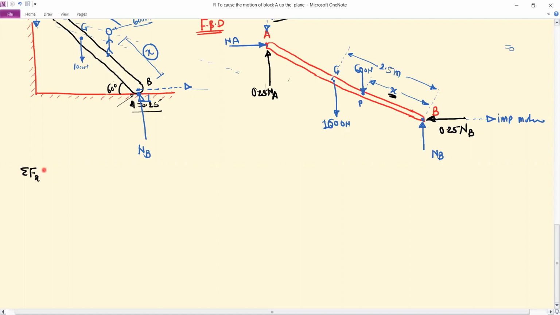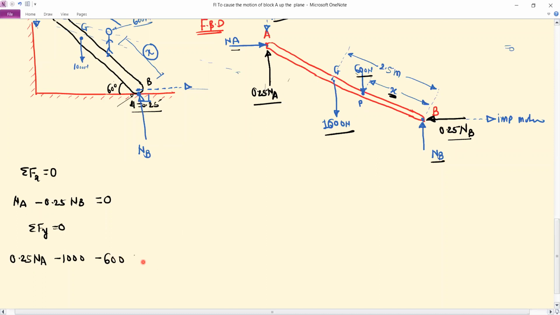So use summation Fx equal to 0. For the summation Fx, first is NA, then we have minus 0.25 NB, and this is equal to 0. So only two forces in the x direction. Then use summation Fy equal to 0. For the Fy, this is 0.25 NA, then minus 1000, then minus 600 and plus NB.